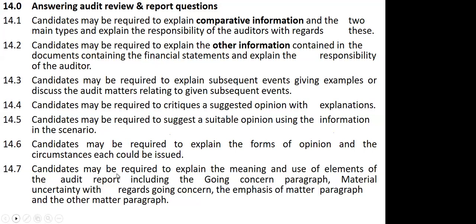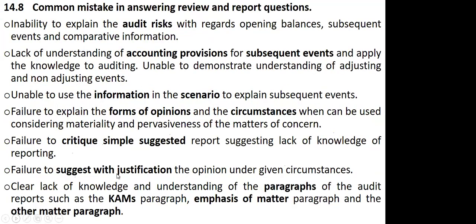So which means we really need to understand the common mistakes given there in terms of review: inability to explain the audit risk with regards to opening balances. Okay, what is the risk with regards to opening balances, subsequent events, and so on? A lack of understanding of accounting provisions for subsequent events, where you don't know whether the client has done the correct thing or not. You're unable to use the information in the scenario to explain subsequent events. Or forms of opinion, you fail to explain what the forms of opinion are and the issues to do with materiality and pervasiveness. Failure to suggest with justification a suggested opinion, just saying qualified opinion without stating where the matter is considered, or you've assumed it is material and pervasive, then it's an adverse opinion.